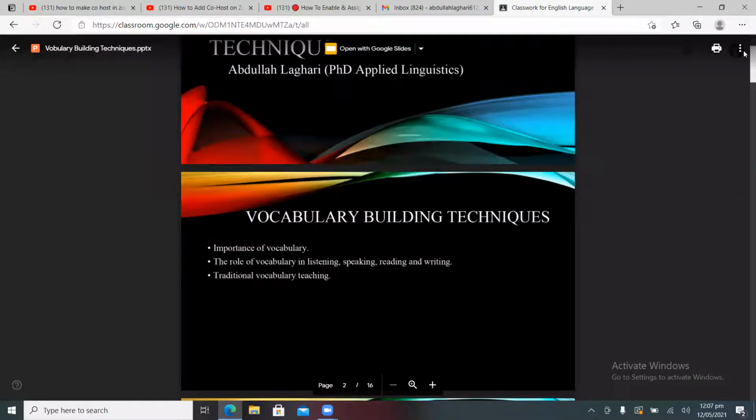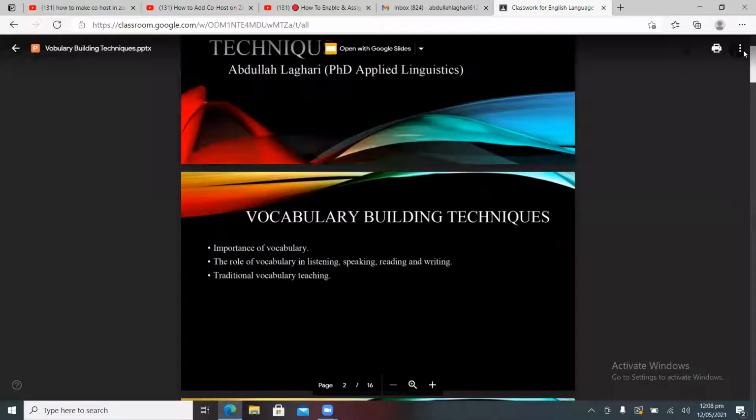So the importance of vocabulary, the very first thing. Vocabulary is important because all skills, may it be listening, speaking, reading, writing, they need vocabulary, right? Without vocabulary we cannot compose even a single sentence, right? For this purpose, vocabulary is important in all skills. But the most important thing is how to learn vocabulary. This is a huge gap.